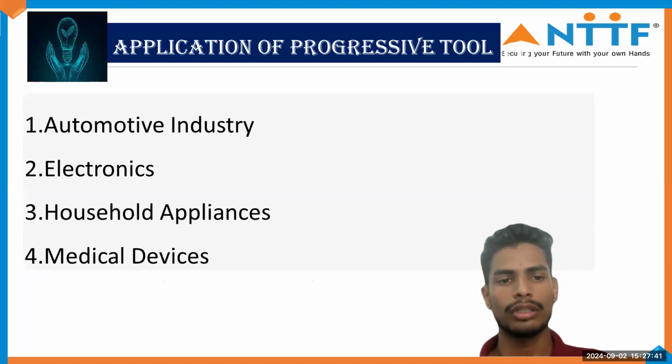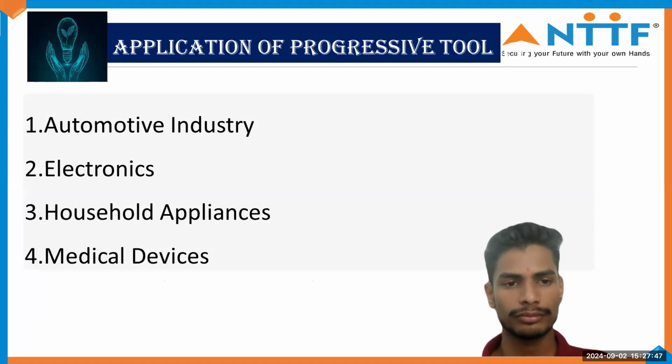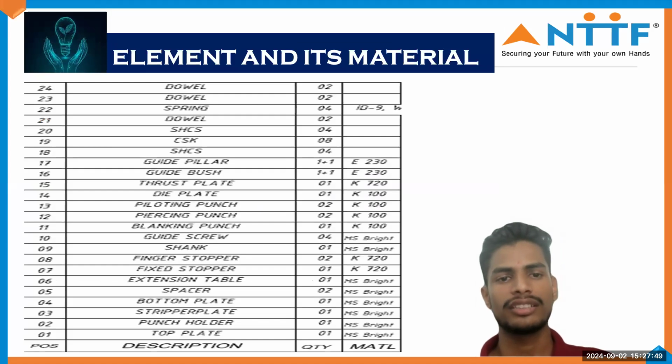Application of progressive tool: automobile industry, electronics, household appliances, medical devices. Here is the flow chart of the elements, their quantity, and the material of the progressive tool.